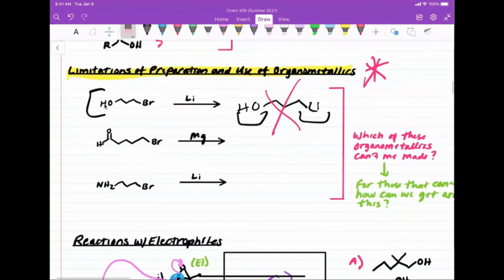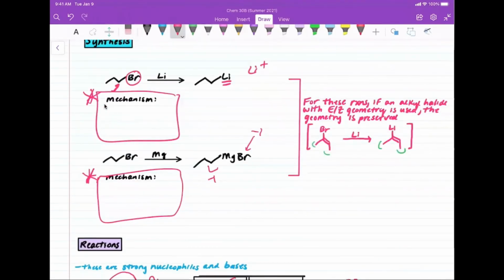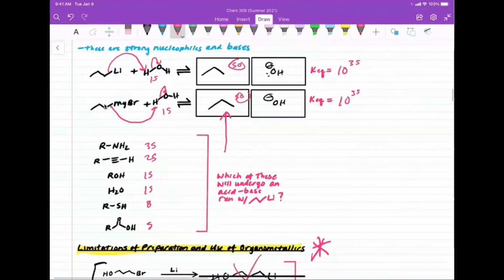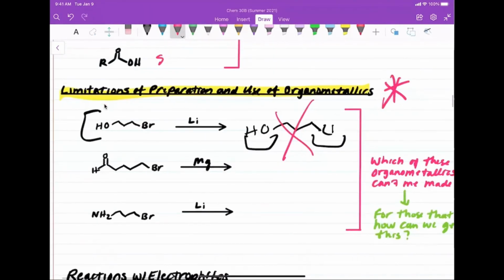Okay, yeah, so I think I'm just going to skip these mechanisms entirely. They're just not super important. So don't worry about those. But let's definitely address the limitations because that's extremely important. So we have limitations on the types of organometallic reagents that we can make.